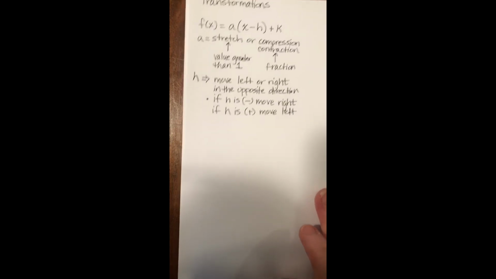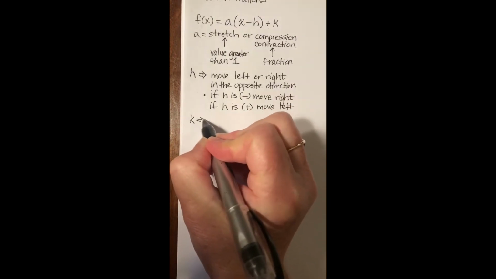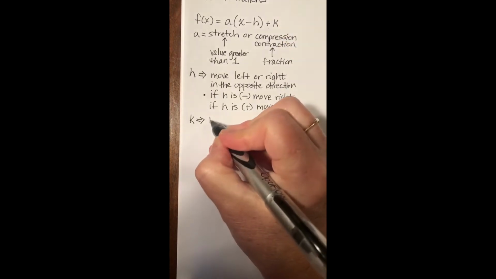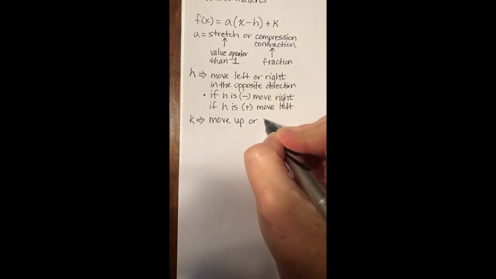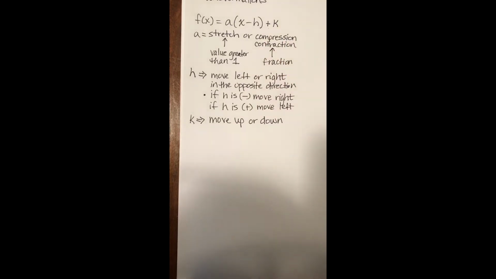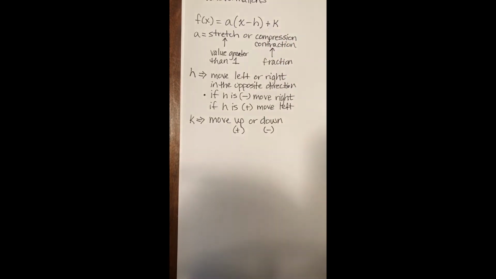Okay, and then we're going to look at k. K is at the very end of your equation, and this goes along with the y values. So this is going to tell you to move up or down, and you're going to move exactly the way you see it in the equation. So if it's a plus, you're going to move up, and if it's a minus, you're going to move down.